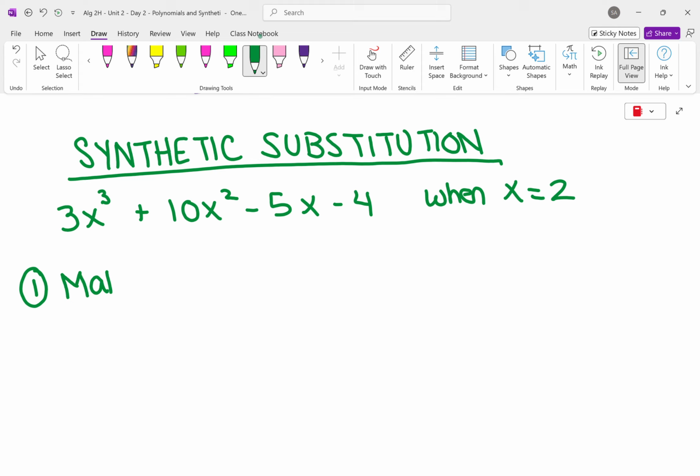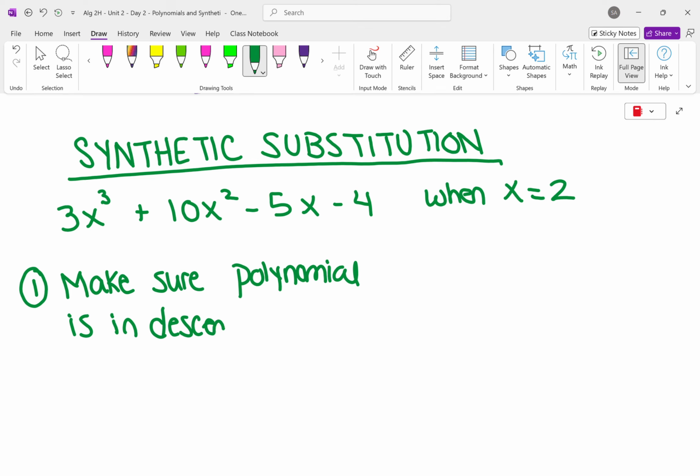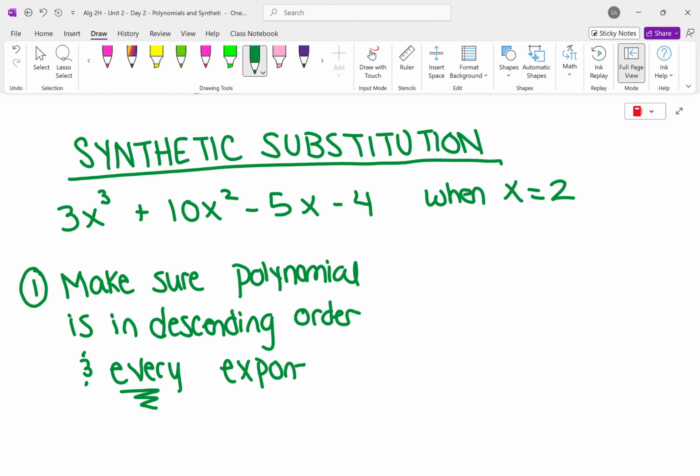so our first step is we want to make sure the polynomial is in descending order and every exponent is accounted for.